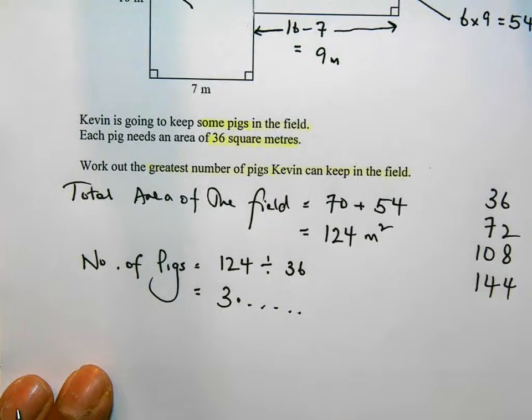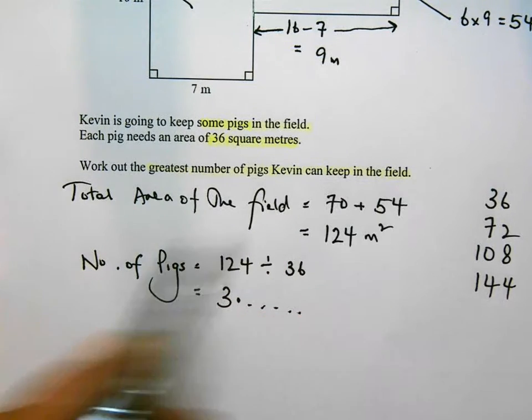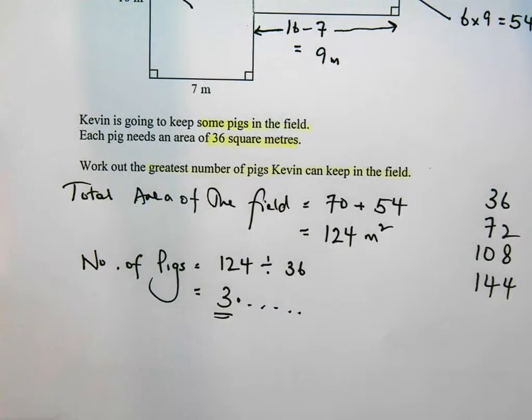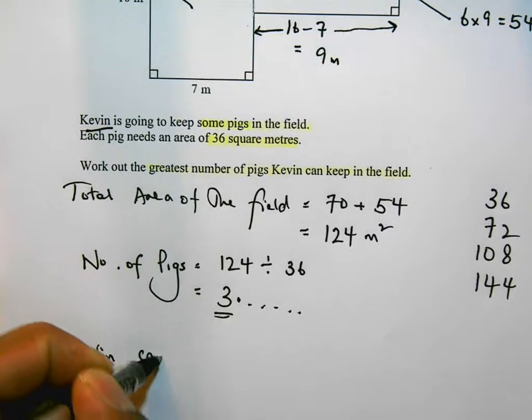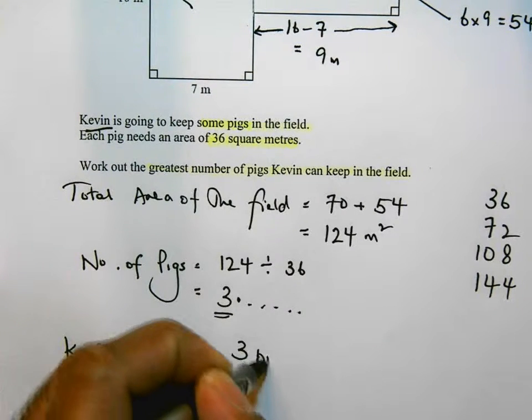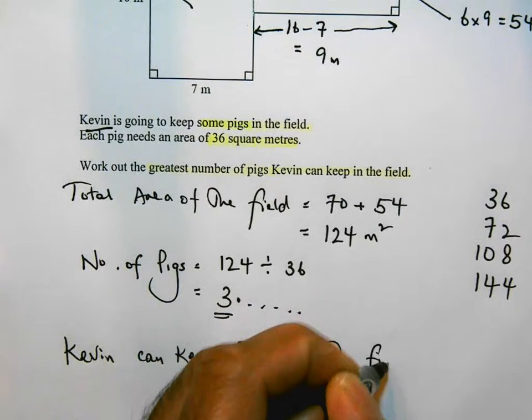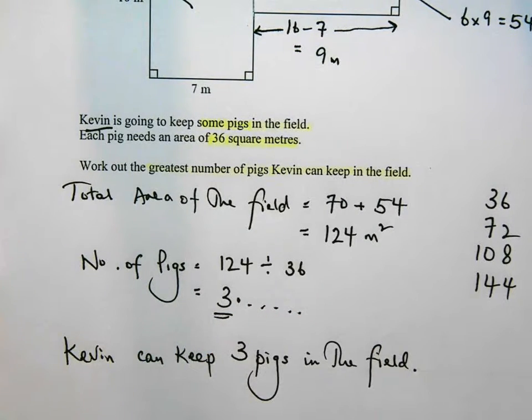So what do I need to do now? In terms of answering the question, work out the greatest number of pigs Kevin can keep in the field. The most pigs he can keep in the field is 3, right? So I'm going to write a sentence. I'm going to use it in context. I'm going to use Kevin's name. So Kevin can keep 3 pigs in the field. Okay, and that's a complete answer.